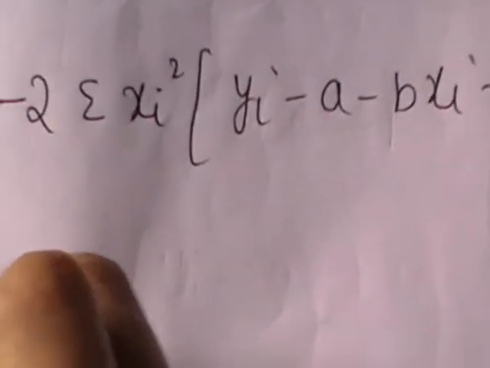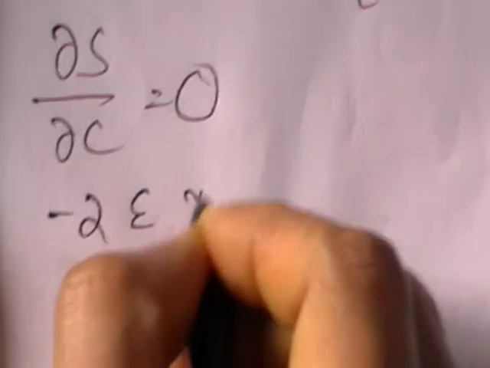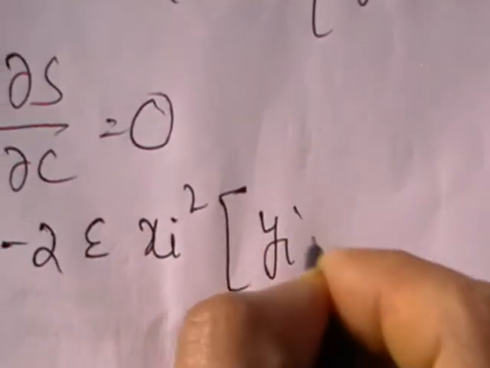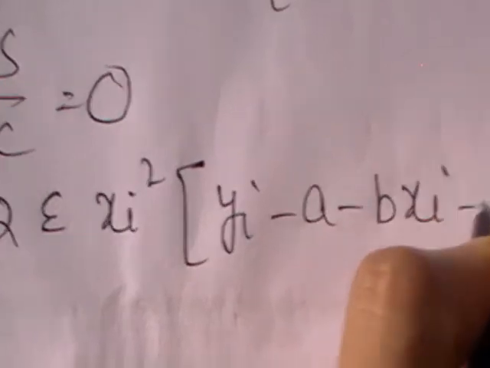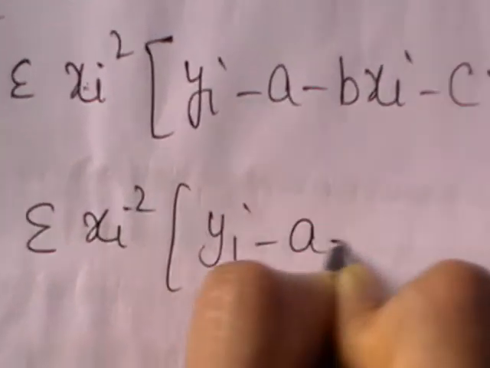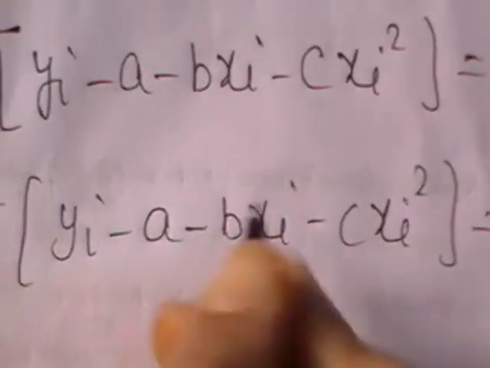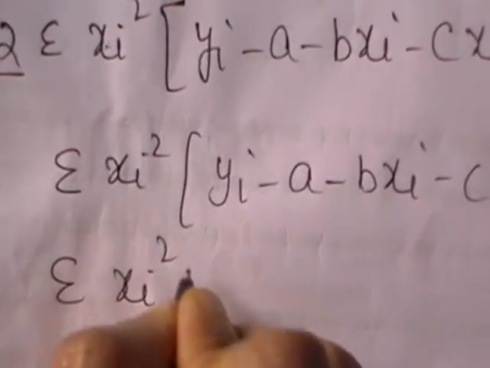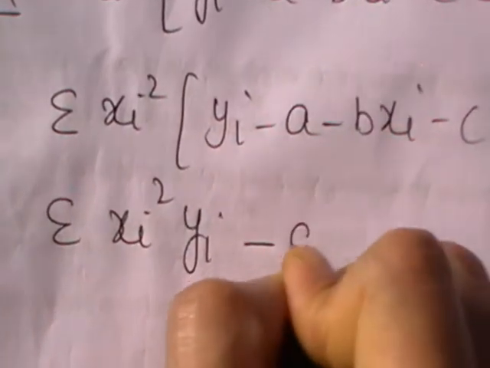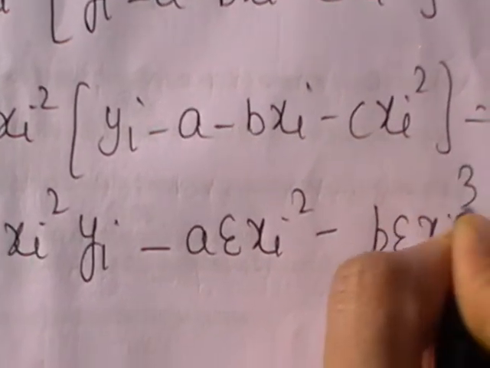Again you should equate dou s by dou c is equal to 0. So how much you will get? Minus 2 sigma xi square into yi minus a minus bxi minus cxi square is equal to 0. Again take this term to the RHS. You will get sigma xi square yi minus a minus bxi minus cxi square is equal to 0. Let us multiply this xi square with each term and apply this sigma to each and every term. I think you'll understand, no need to repeat again.